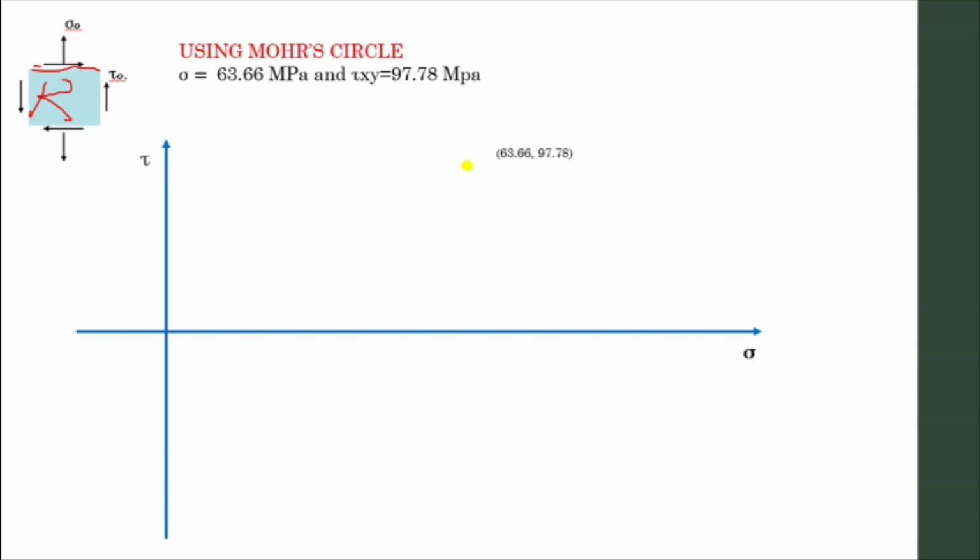Ngayon, punta naman tayo sa vertical plane. Wala namang normal stress, so nasa 0 yung x-axis niya. Then, ang rotation na mapoproduce sa vertical plane is counterclockwise, so negative, negative 97.78. So, meron ka ng coordinate niya na 0, negative 97.78. So, you have 2 points. Makakaproduce ka na ng circle dyan.